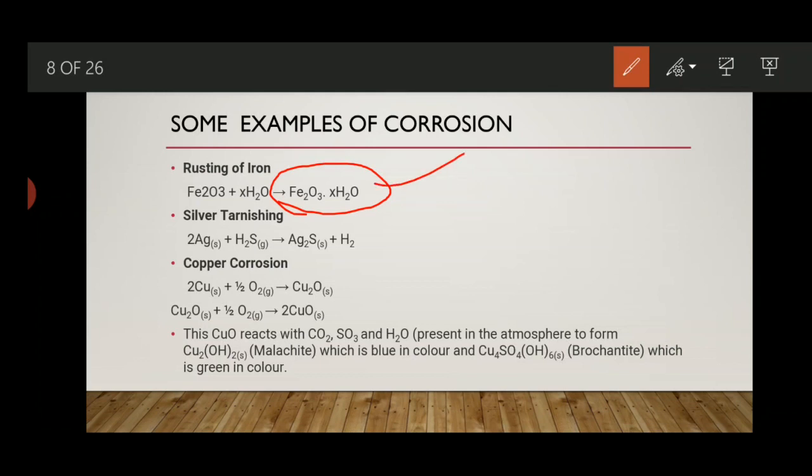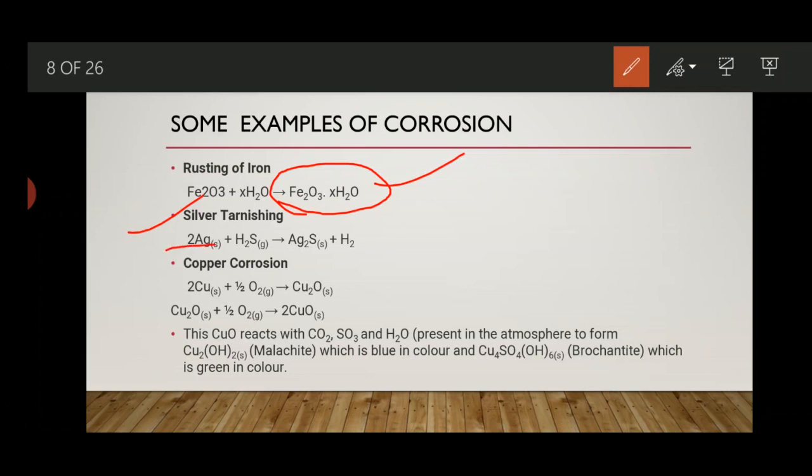This is because of the formation of ferric oxide compound along with the association of X molecules of water. So that is the most common example of corrosion. Second is tarnishing of silver. We always see that whatever silver ornaments there are, after some period of time they turn into black. So how exactly does it happen?